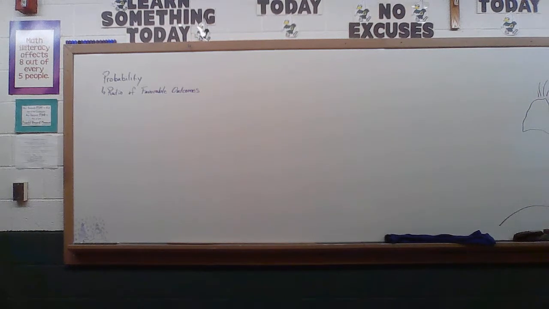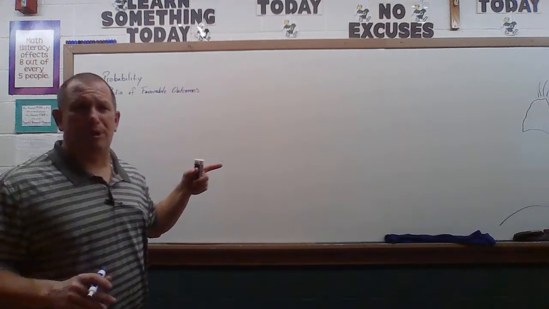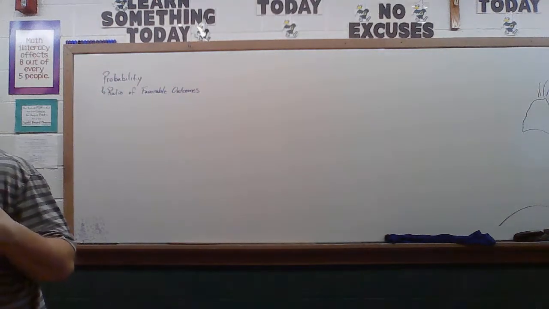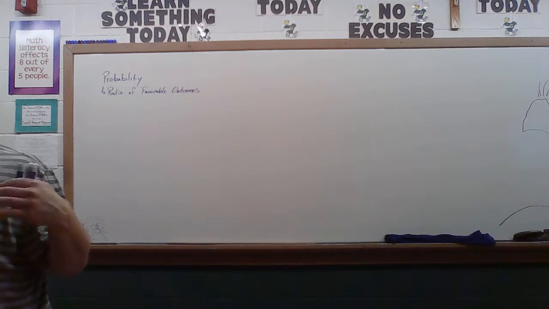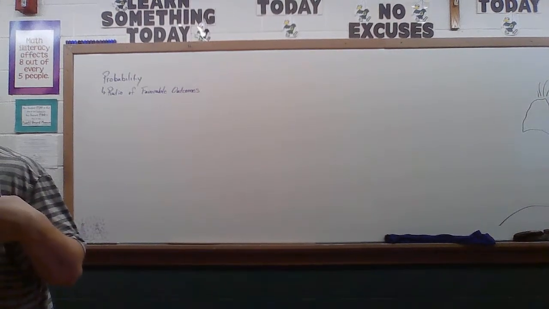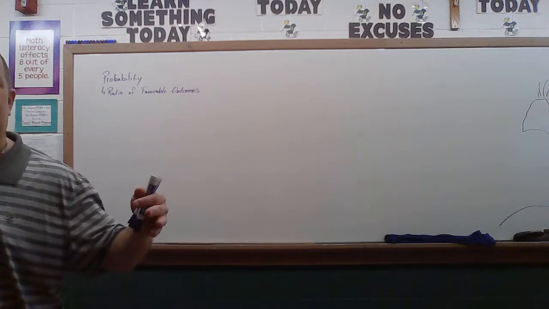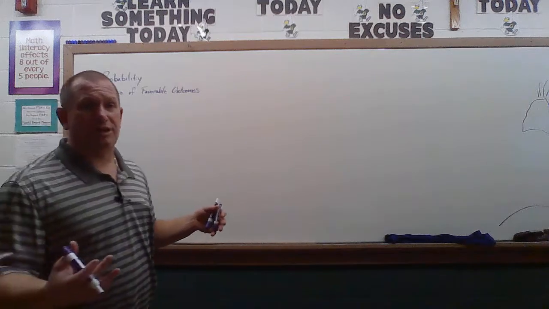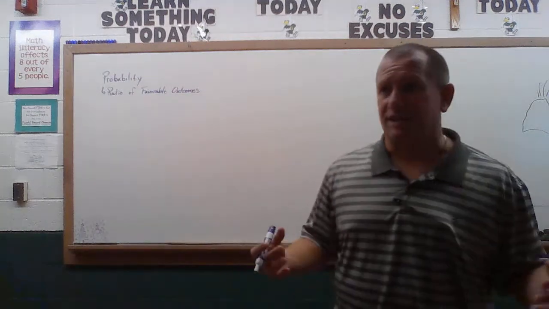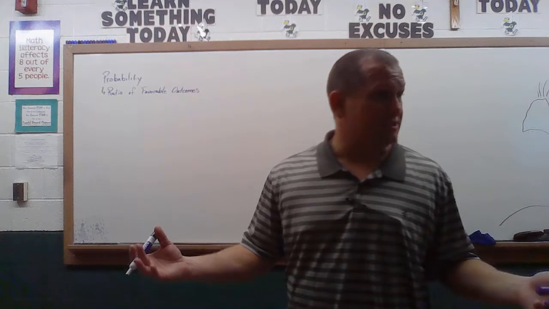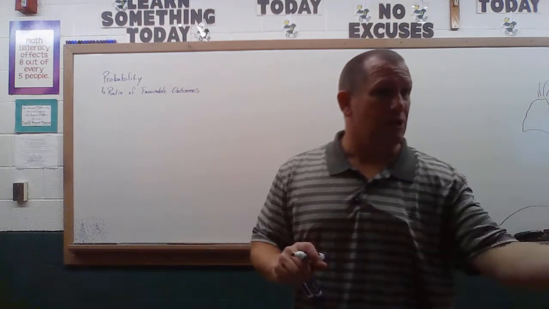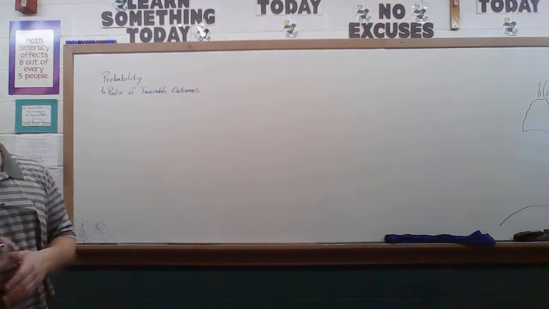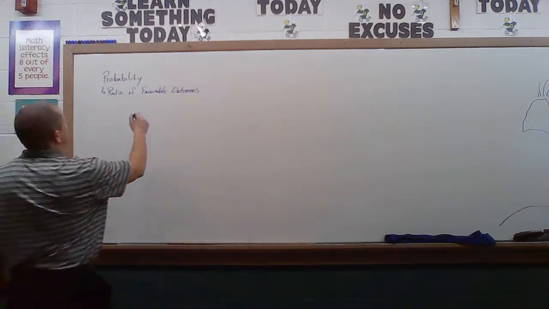Okay, so if it's a favorable outcome, the favorable outcome is what we're looking for. What we want. So in a jar of jelly beans, the favorable outcomes would be if we wanted to only think about the green ones, for instance. So when we picked out a handful, the favorable outcome would be the green ones compared to however many we got in our hand, okay?